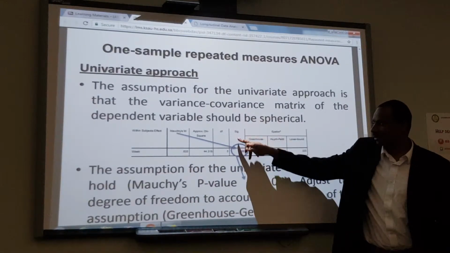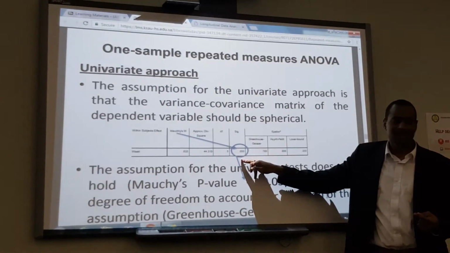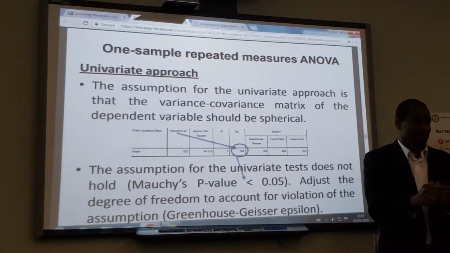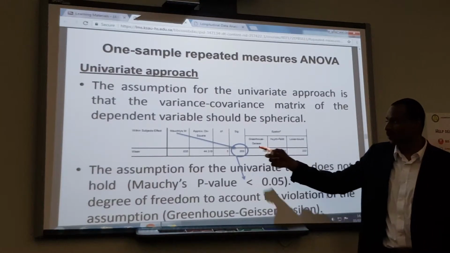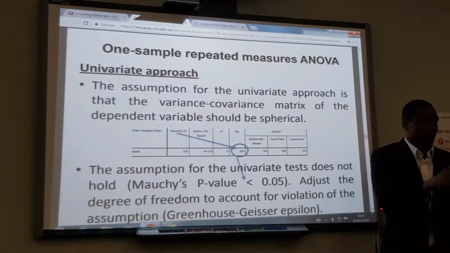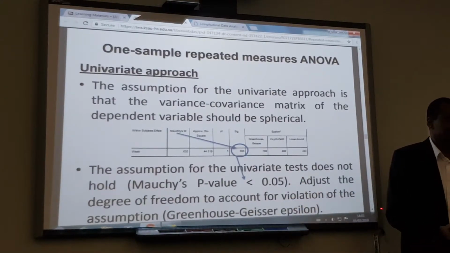And the sig, this is the p-value of Mauchly's test, which is the one that I focus on. And if it's small, that means sphericity is violated. That means I will not report the repeated measures ANOVA p-value, since sphericity is not met. I should report one of two options: the multivariate finding, or the Greenhouse-Geisser.